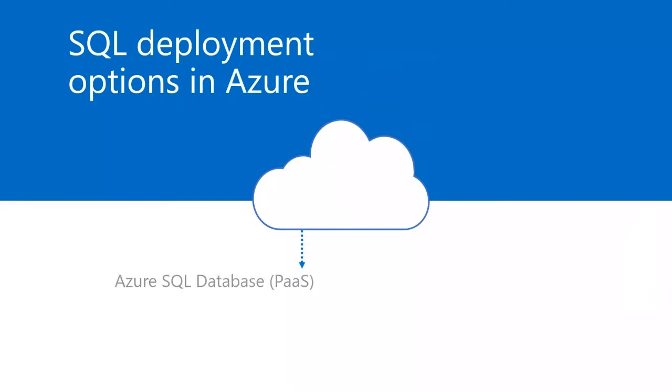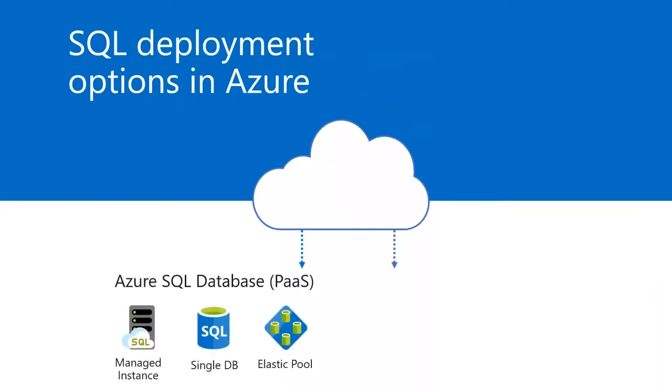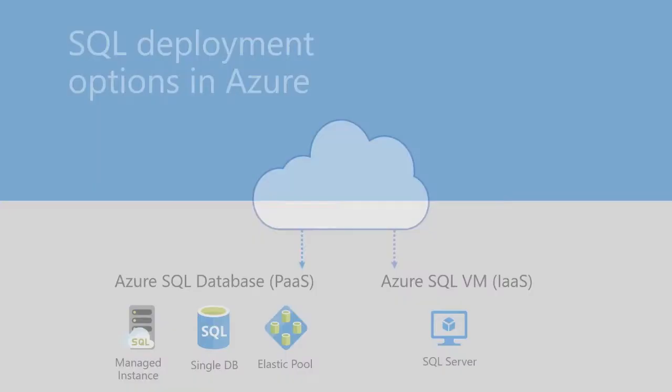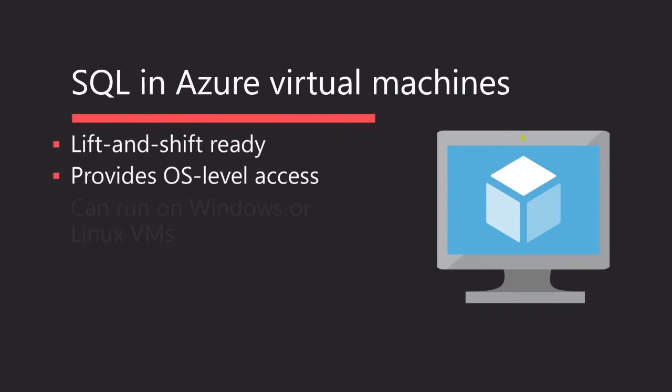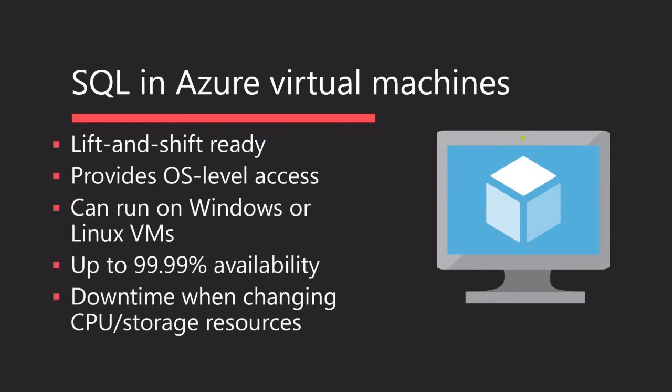We'll first start by talking about SQL deployment options in Azure. Azure SQL Database Platform as a Service offers 3 options: managed instance, elastic pools, and single databases, and IaaS has SQL in Azure virtual machines. So we'll start with that. SQL virtual machines are easy for lift and shift. They offer full admin control over the SQL instance and the underlying operating system. You can run on Windows or Linux VMs.